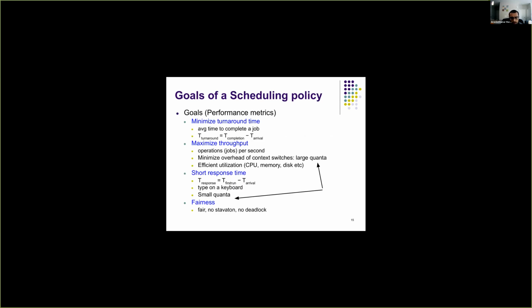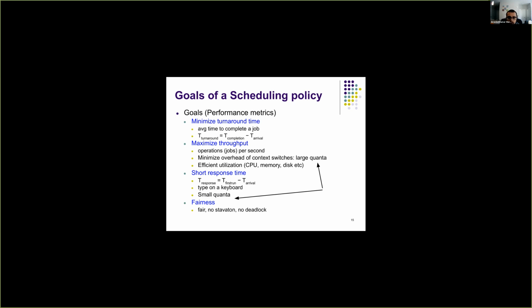Any scheduling policy should at least strive to achieve four important goals. It doesn't matter which policy we come up with, it should try to have all these four goals. The first goal is to minimize turnaround time. That means the average time to complete a job, or any process, should be minimal. Note that this is the average across all the processes that have been running.